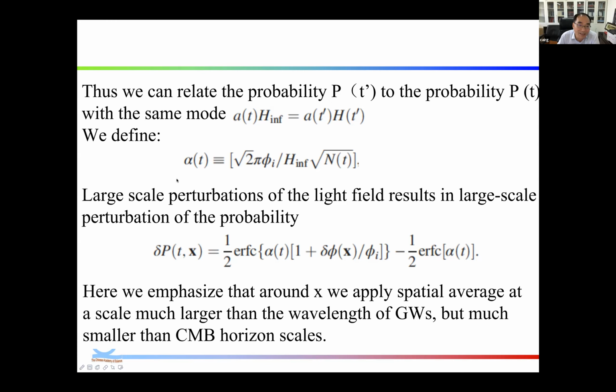We can define this parameter alpha T equal to this one. Then the largest scale perturbation of the light fields results in the largest scale perturbation of the probability. If phi has the perturbation, then the probability will change in this way. Here we emphasize that along the X, we apply the spatial average at a scale much larger than the wavelengths of the gravitational waves, but much smaller than CMB horizon scales.